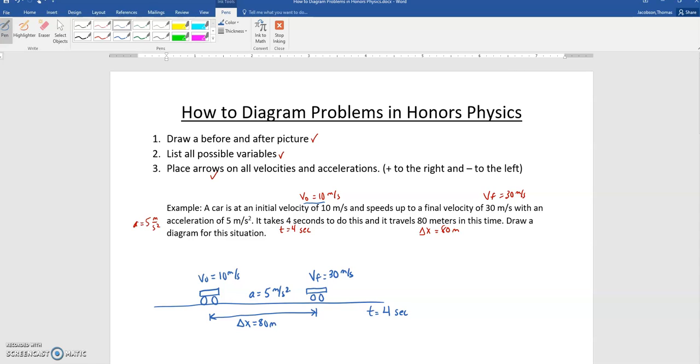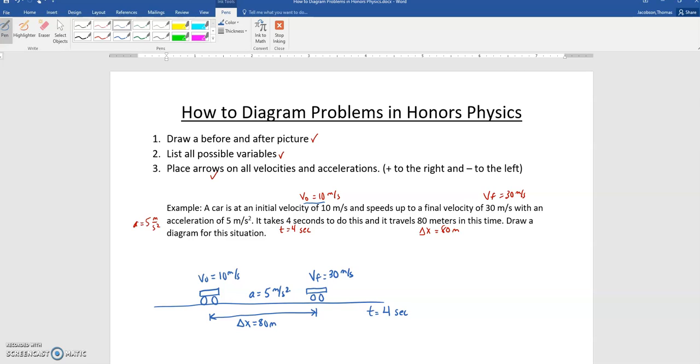Now, what I want you guys to know is that velocities and accelerations can be positive and negative, as well as the distance. And although I will usually have the object going in the positive direction for these diagrams, it is possible in some problems that it's going in the negative direction.